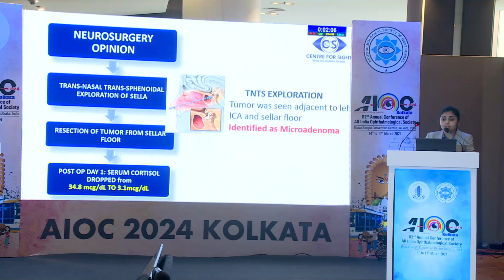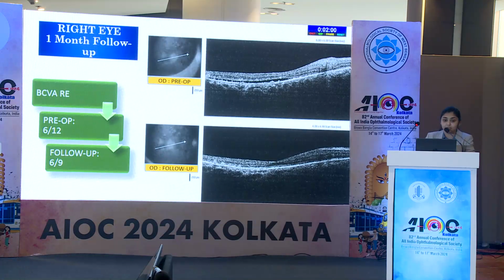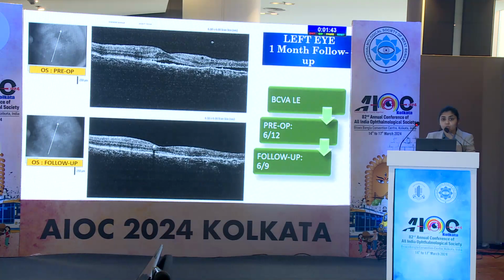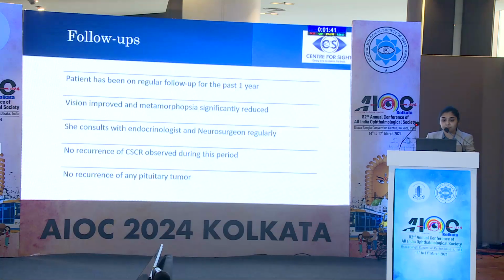It was identified as a microadenoma, and the next day itself, her cortisol levels dropped from 35 to around 3, which was quite significant. After 1 month of follow-up, we could see that there was complete resolution of SRF, and visual acuity improved from 6/12 to 6/9. Although there were some RPE degenerative changes and ISOS junction loss, which contributed to decreased vision. The same was detected in the left eye also.